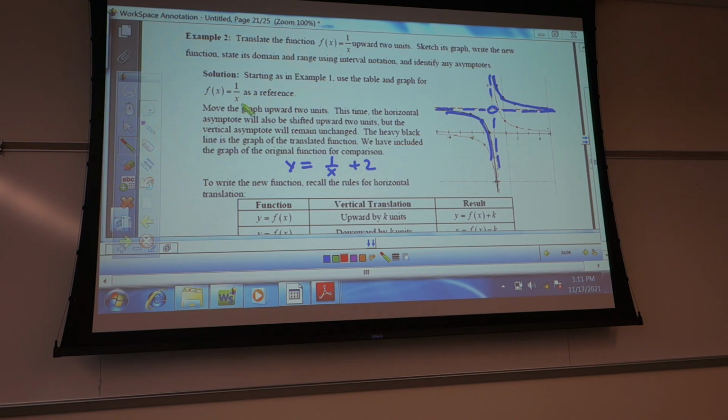X cannot be 0. Okay, example 2. Everybody look up at the picture I have up there. Here's my new shifted graph. Let's do our domain and range.